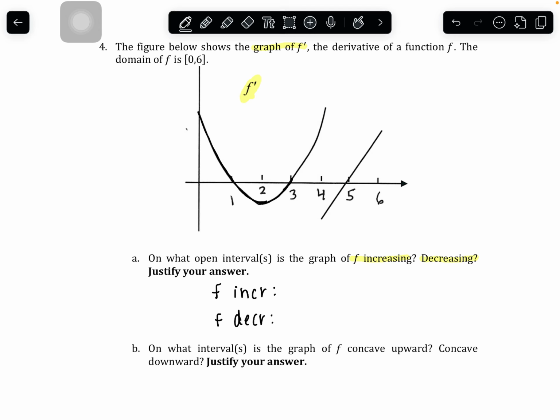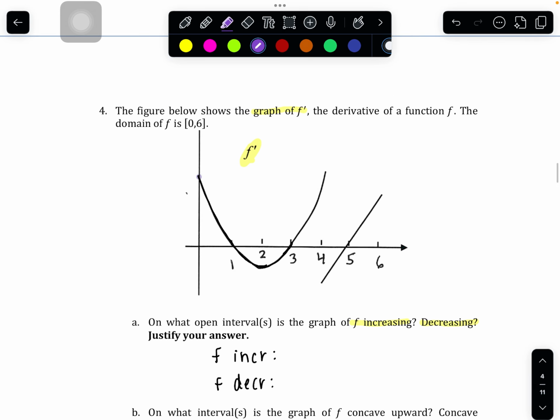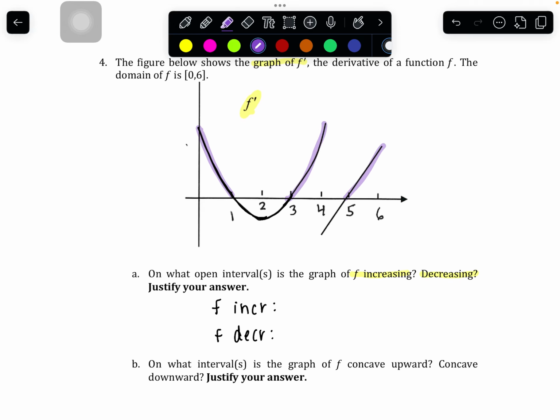So let's just find all of the segments of this graph that are above the x-axis. So that looks like to me this piece is above the x-axis, so is this, so is this. Well, right there is our interval of increasing, because these are my tangent line slopes, right? These are all positive y values. So we can do this like 0, 1, union 3, 4, union 5, 6.